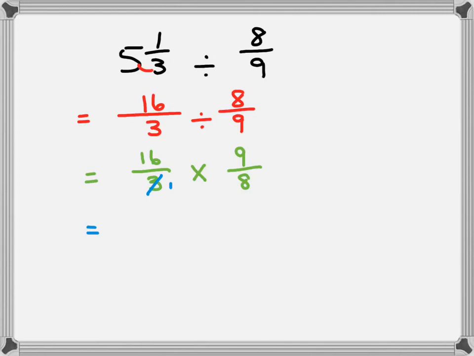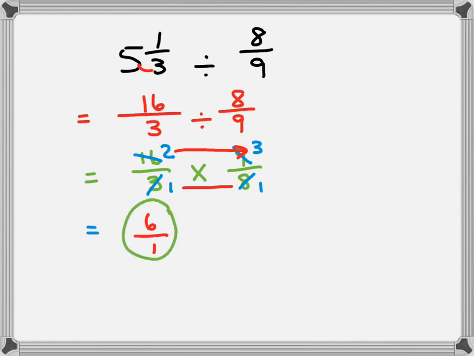3 can go into itself once and can go into 9 3 times. 8 can go into itself once and into 16 twice. Now for the easy part. 2 times 3 is 6. 1 times 1 is 1. And we have again a whole number here because it's over 1. So we'll rewrite it as 6.